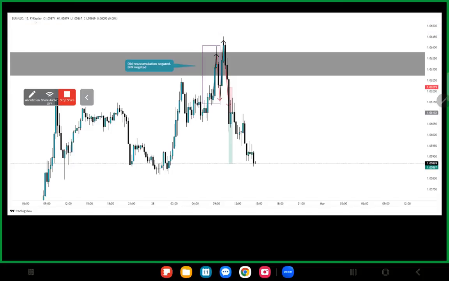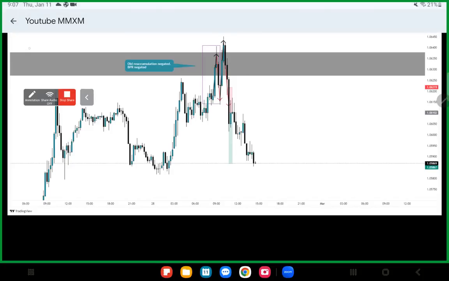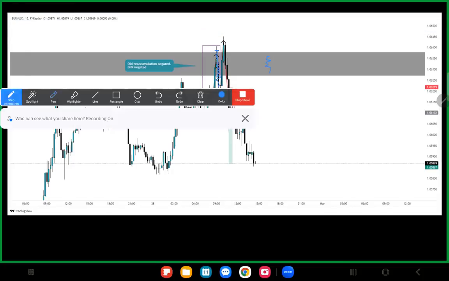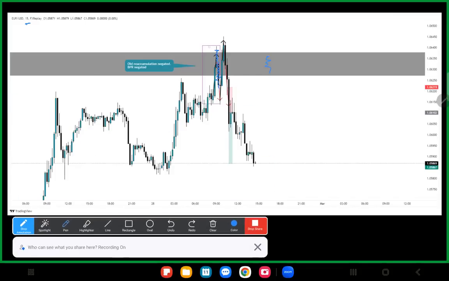Let me wait for this to load. Just give me 1 second. So here's that 15-minute chart. And then on the 15-minute, we sweep buy side on the buy side of the curve. And then on the sell side of the curve, we take out sell side.